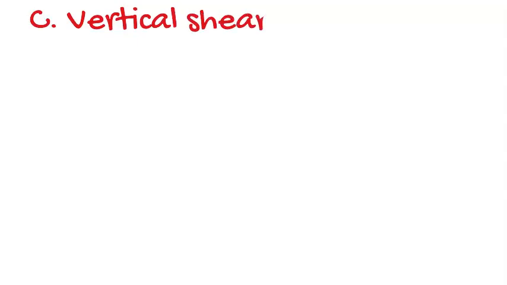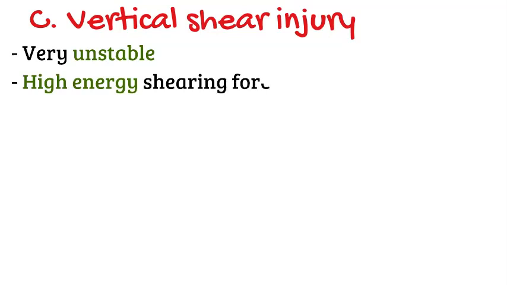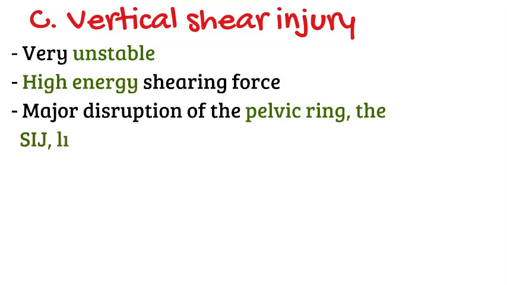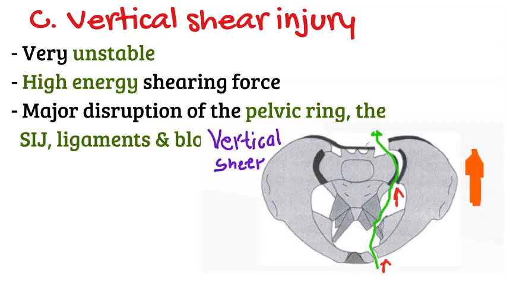C, regarding the vertical shear injury. It's a very unstable fracture from a high energy shearing force. There will be a major disruption of the pelvic ring, the sacroiliac joint, the ligaments, and the blood vessels. The high energy is usually due to a patient falling from a significant height. This picture illustrates the vertical shear fracture, whereby there's a fracture through and through with an opening of the posterior sacroiliac joint.